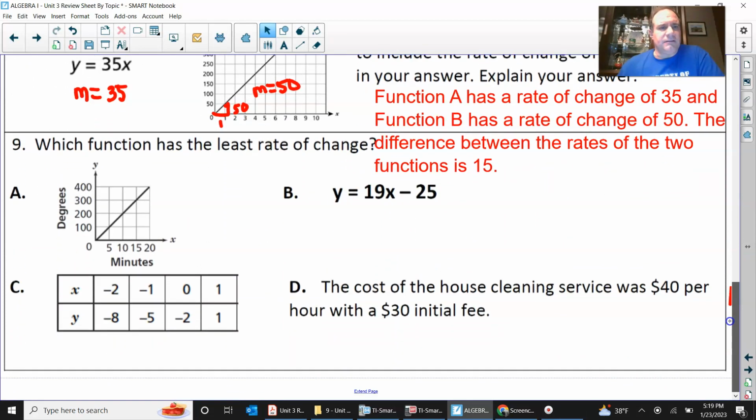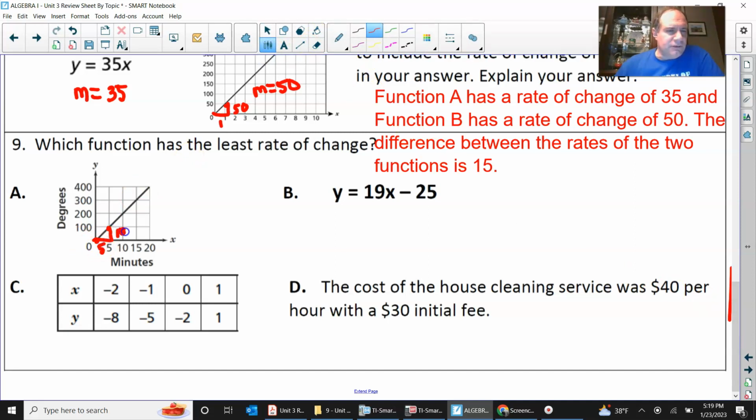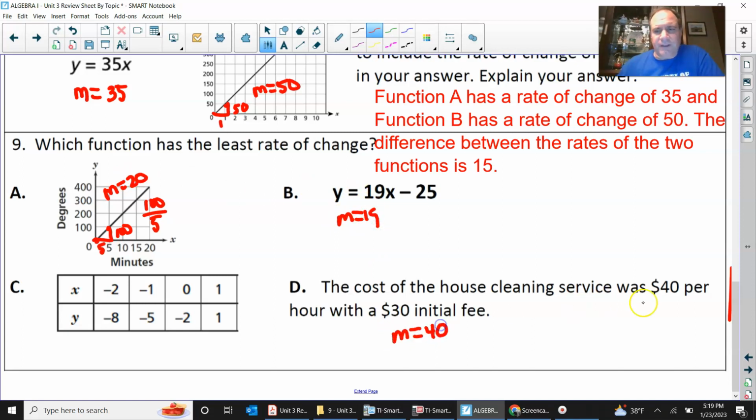Number 9, which function has the least rate of change? We're just going to go through right here. And this is 5 and 100. So this is 100 divided by 5. And the rate is 20 there. This rate is 19. This rate is 40. Just don't forget, 40 per hour.